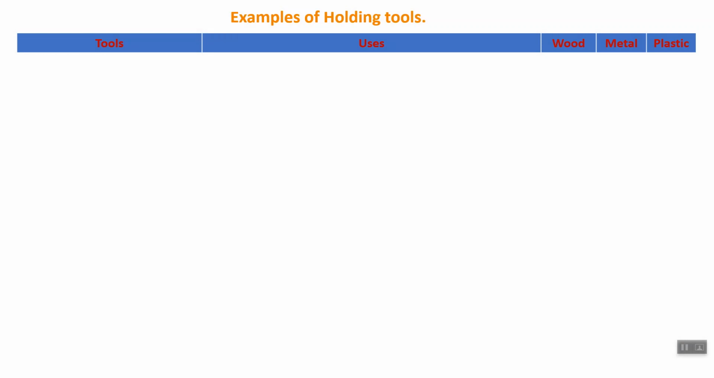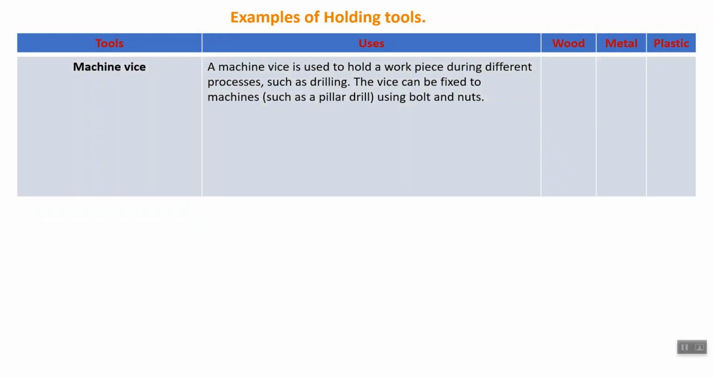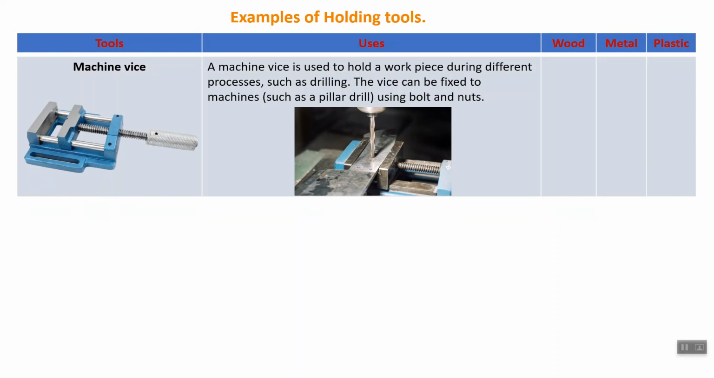So another example of holding tool is a machine vise. Okay, so this is a machine vise. Okay, it is used to hold workpieces during different processes such as drilling. Okay, the vise can be fixed onto machines such as a pillar drill using bolts and nuts. Okay, so it is used onto wood, metal, and even plastics.